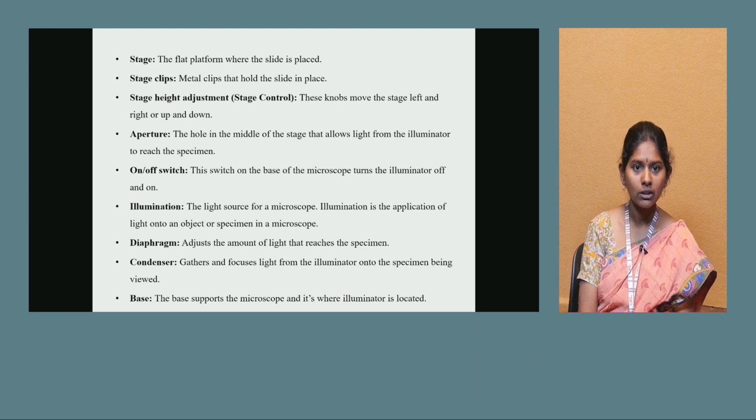down. Aperture. This is a hole in the middle of the stage which allows the light from the illuminator to reach the specimen. There are on and off switches to operate the illuminator. Illumination, that is a light source to project the light over the specimen.